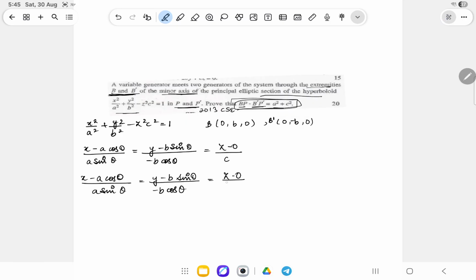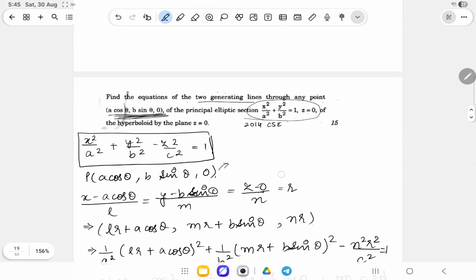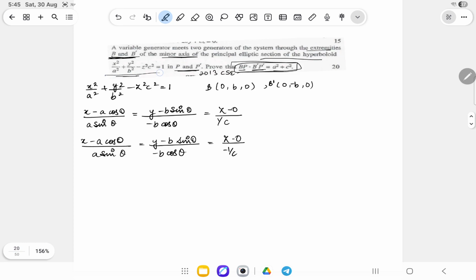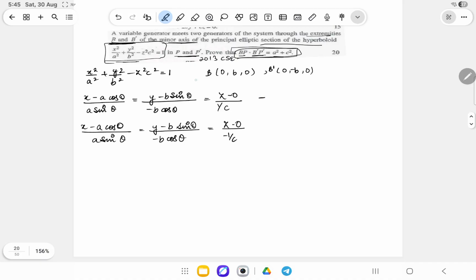This will be basically 1 by c and minus 1 by c, because in the previous question the equation of the hyperboloid was the one we had assumed, but here our equation of the hyperboloid is this one. So accordingly we have changed the equation of generators. Let's name this equation as 1, this as 2, and this as 3. The question says that these variable generators are meeting generators passing via minor extremities with respect to the minor axis.